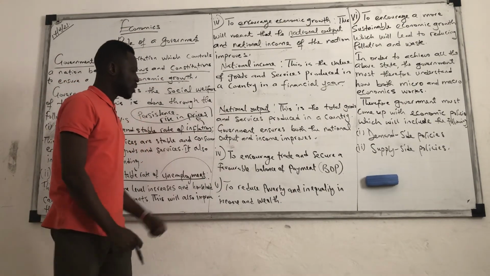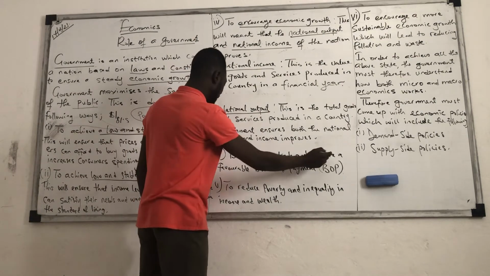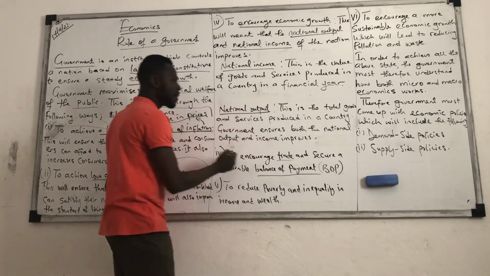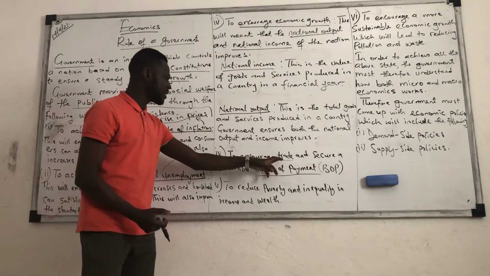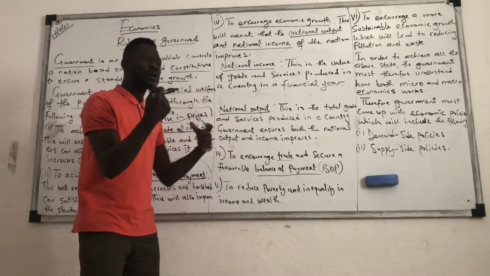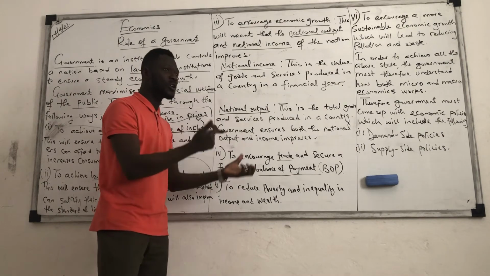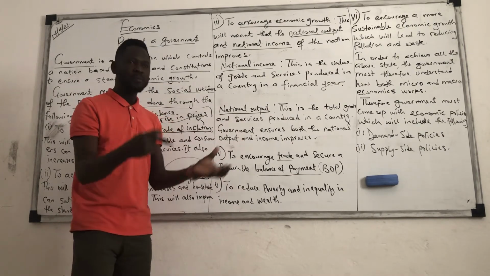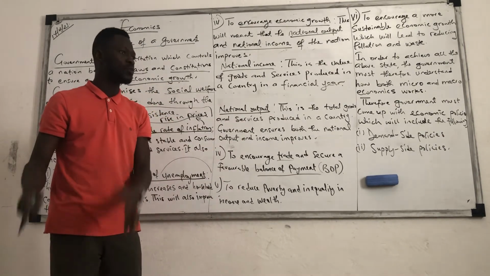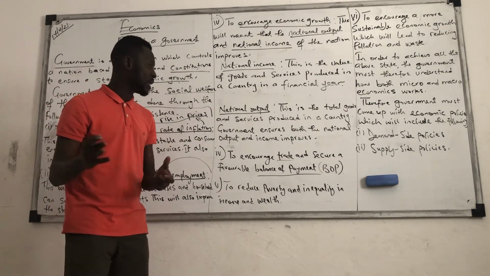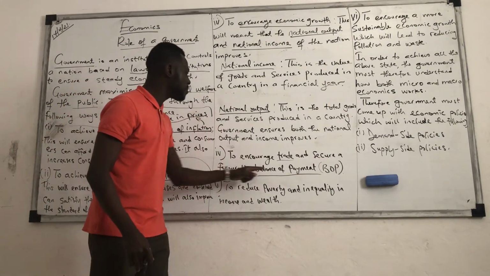The fourth one, to encourage trade and secure a favorable balance of payment. So what does government try to do here? To encourage other countries to trade with us. So government finds a way of letting other countries understand that it is conducive for them to come and transact with us. So when they do that, what happens? They secure a favorable balance of payment.